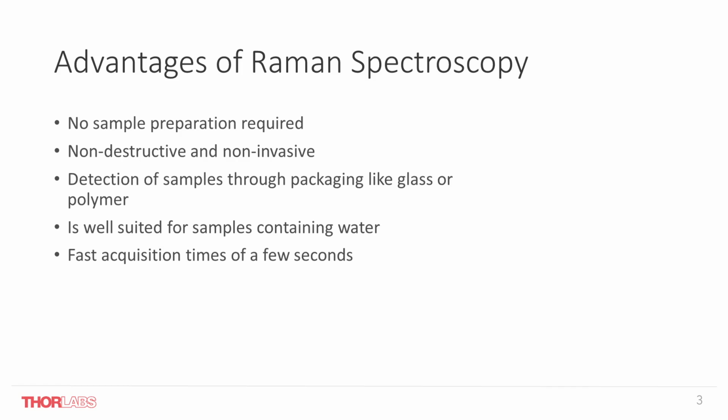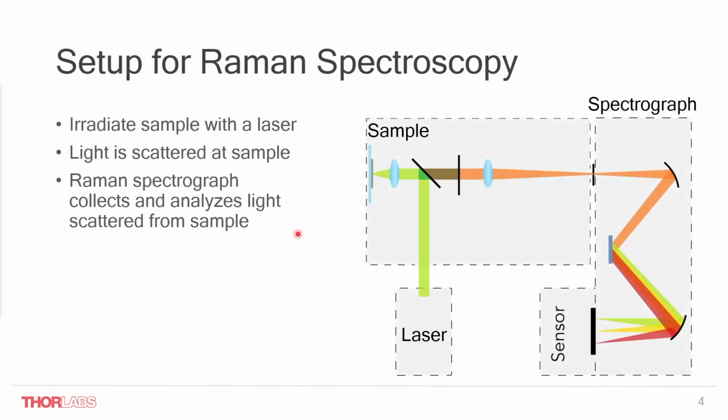The typical acquisition time is fast. You can get a spectrum after a few seconds. A typical Raman spectroscopy setup is shown here on the right. It begins with an excitation laser, which is directed onto the sample. The laser light gets scattered by the sample and collected with collimation optics. Then it is directed onto the entrance slit of the spectrograph. Here, the different wavelength components of the light are spatially separated by a dispersive element like a grating. Finally, the light is detected by the sensor.